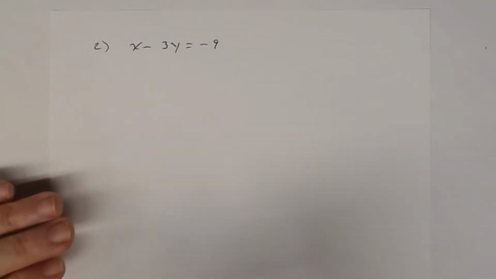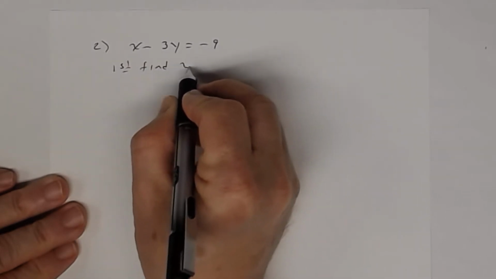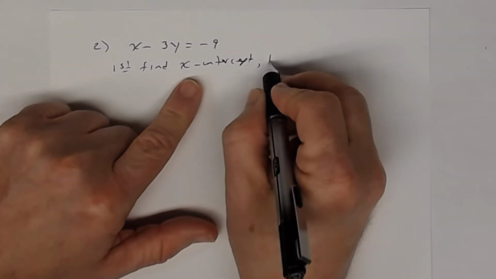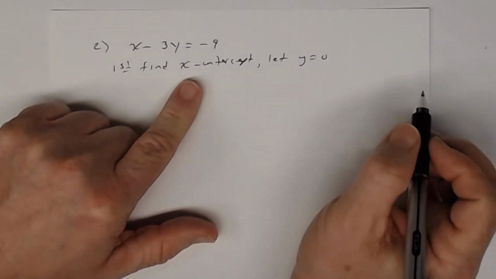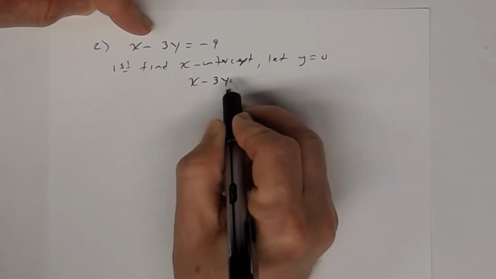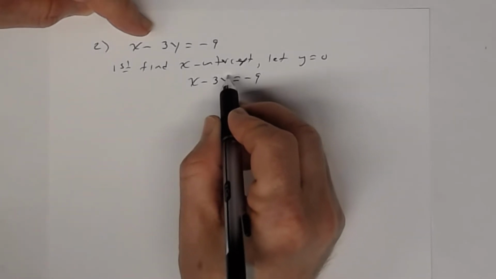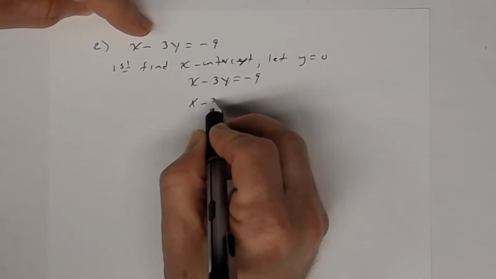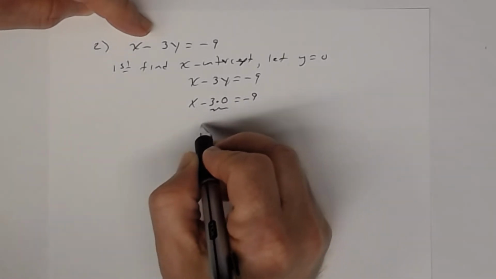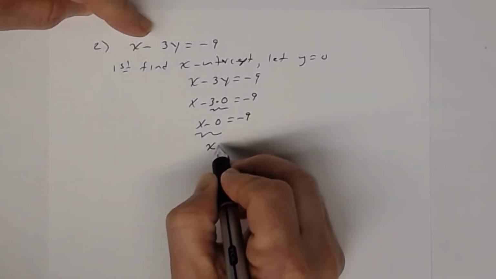So let's first of all find the x-intercept. Now remember, to find where the graph crosses the x-axis, you're going to let y equal 0. So what does that mean? Well, that means that if I go back to my equation right here, where we see the variable y, I'm going to substitute 0. So here's the variable y right here, right? So I get x minus 3 times 0 equal negative 9. 3 times 0 is 0, so I get x minus 0 equal negative 9. x minus 0 is x, so x equal negative 9.